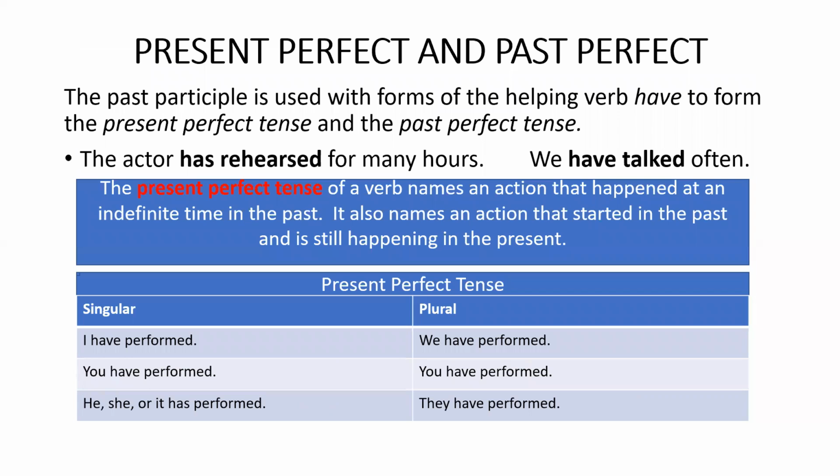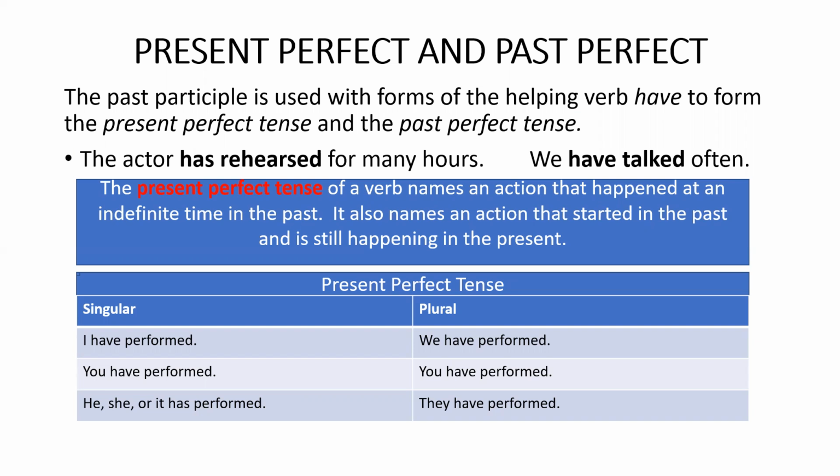Now present perfect and past perfect tenses. The past participle is used with forms of the helping verb have to form the present perfect tense and the past perfect tense. The actor has rehearsed for many hours. We have talked often. The present perfect tense consists of the helping verb have or has and the past participle of the verb. In the first sentence, the actor began to rehearse at some time in the past and still rehearses.